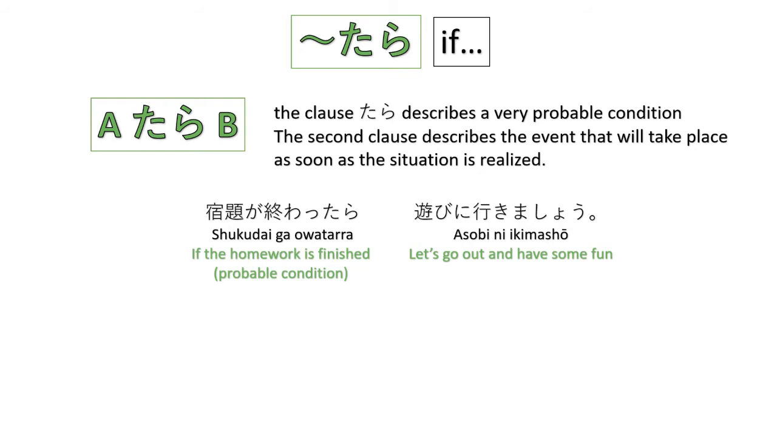Here, shukudai ga owattara, if the homework is finished, this is the probable condition. So, I don't know if I will finish my homework or not. But if I finish it, we can go out and have some fun. So this is the probable condition. I may probably finish it. And if I finish it, let's go out and have some fun.